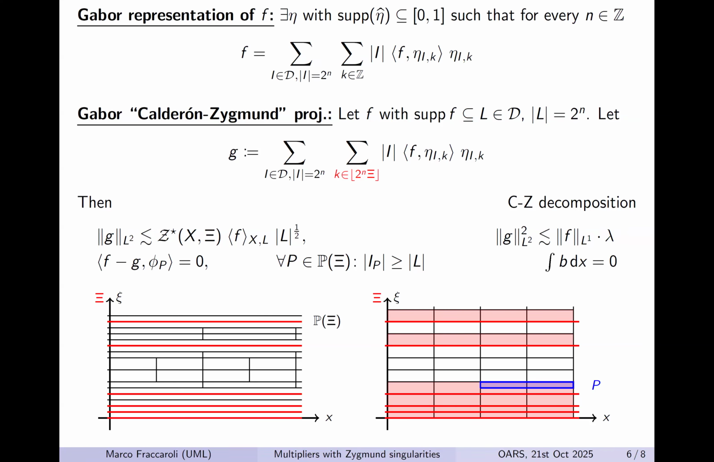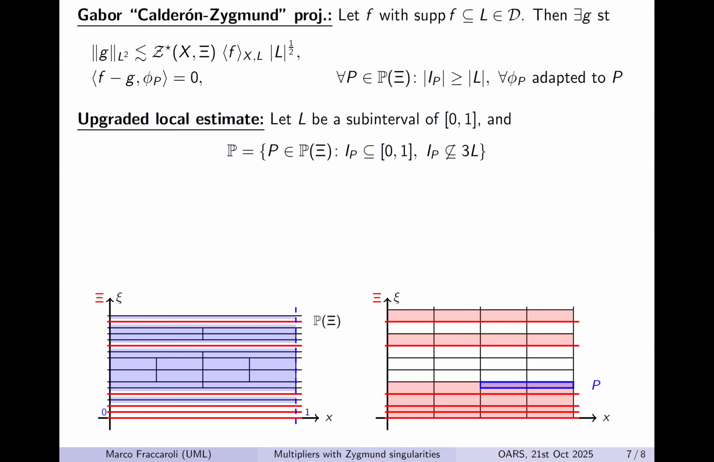Yeah, these are the tools, the nice properties of, let's say, the Calderón-Zygmund good part. Let me tell you, here I'm recalling them. You see the L2 control on G and the cancellation property. And let me tell you what kind of upgrade they allow us to obtain.